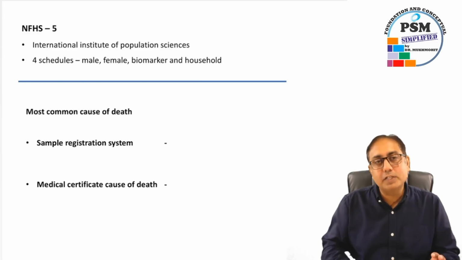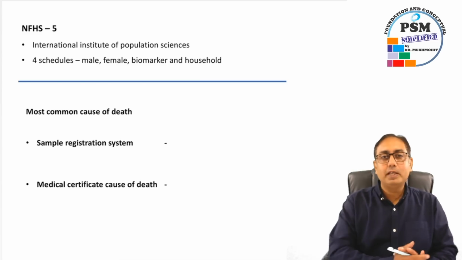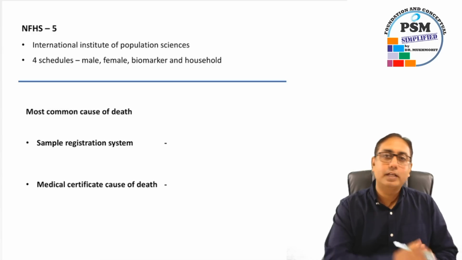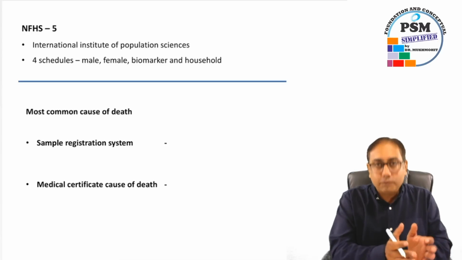Coming over to NFHS, the National Family Health Survey. The National Family Health Survey was conducted by the International Institute of Population Sciences, IIPS, which is located in Mumbai, Maharashtra. It has 4 parts, which are called the 4 schedules.